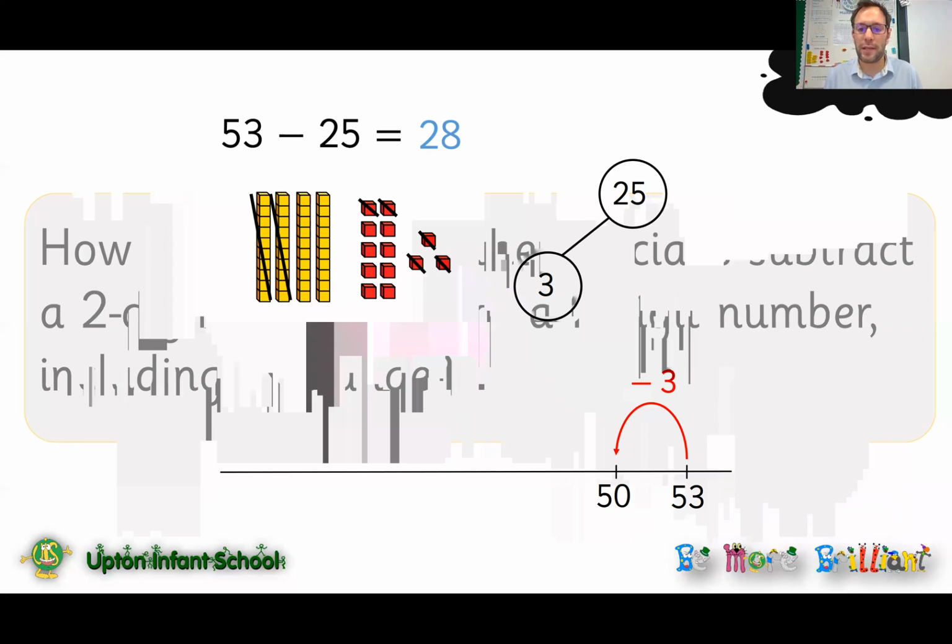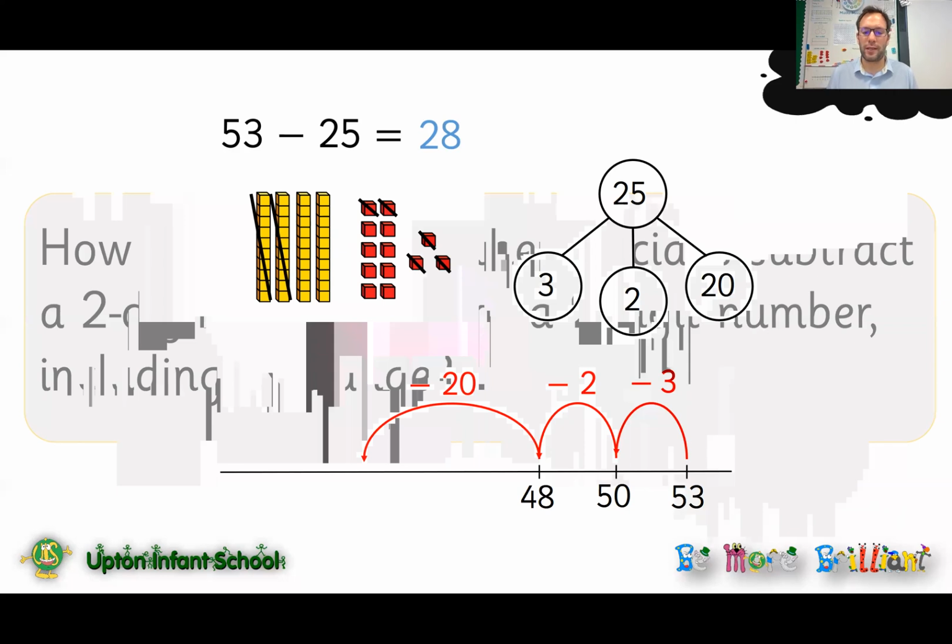The next thing that we did, we exchanged one of the 10s for 10 ones so that we could take away 2 more ones. So when we take away 2 more, we then land on 48. So we've now partitioned our 25 into 3 ones and 2 ones, and we've taken that 3 and that 2 away. The next thing that we did was that we took away those 2 10s, that 20. So far we're on 48, take away 20, that leaves us on 28. So that's how we can show on a number line that we could do that subtraction.